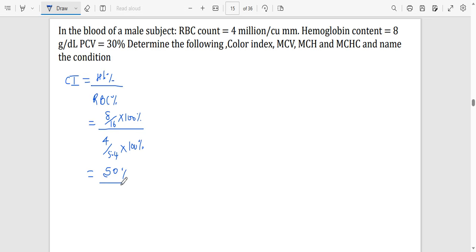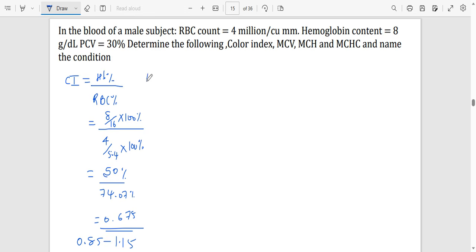And then in the denominator, we have 4 divided by 5.4. Then that value we multiply by 100, that will give us about 74.07%. So then we'll divide 50 by the denominator, and that is going to give us 0.675 as a color index without any unit. Now we know that the normal range we gave was between 0.85 and 1.15.